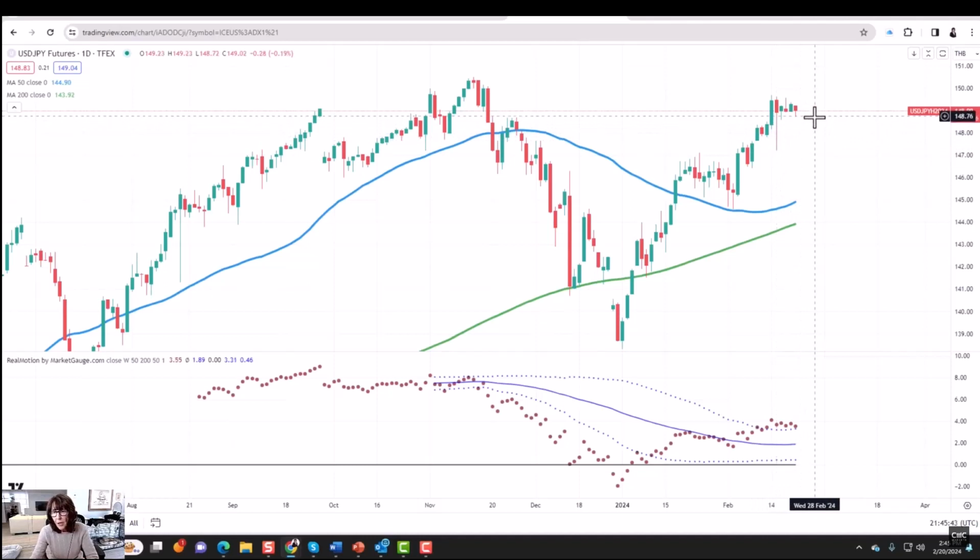On the flip side, if we can get back up above the close of this day, which was at 149.30, then I would say that that would favor the dollar. And of course the most recent high that we have here is 149.68, and above that we're looking into these levels right here, which would be up at around 150.15.